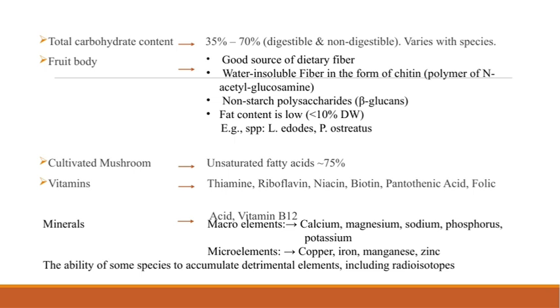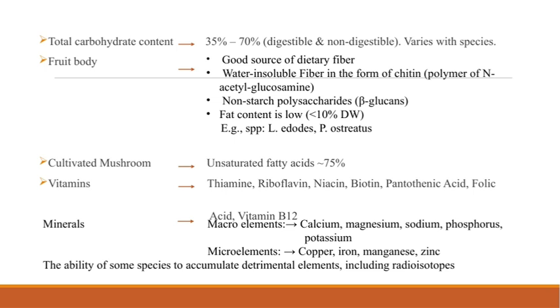This makes them quite valuable for maintaining energy metabolism and overall vitamin intake. They're also a good source of dietary fiber. Specifically, they contain water-insoluble fiber in the form of chitin, which is a polymer made of N-acetylglucosamine. Additionally, they contain non-starch polysaccharides like beta-glucans, which are known for their health benefits.